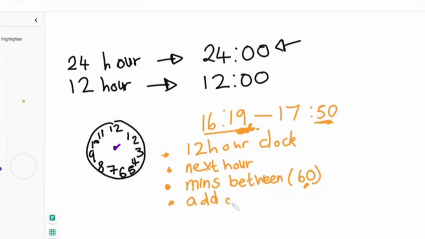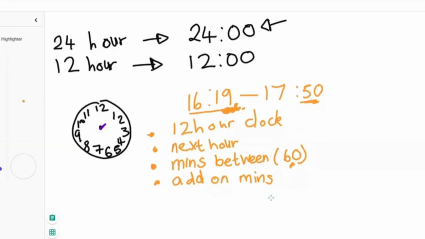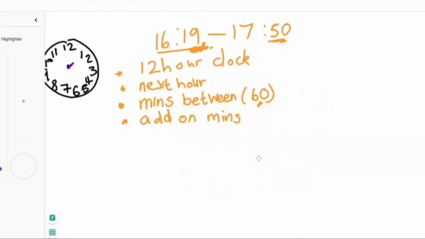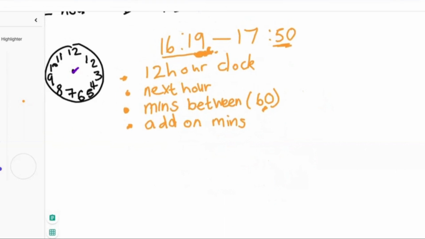We're going to add on the mins, all right? So those are sort of like our 4 steps on how to work out how many minutes between 2 times. Now I'm just going to move this up here. Hopefully we can still see it.